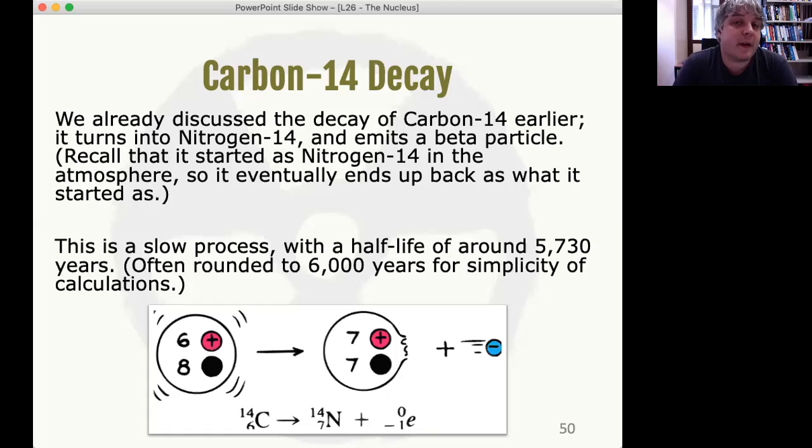But the half-life for that process is around about 6,000 years, 5,730 years, but we'll often just say 6,000 for simplicity because we're often talking pretty imprecisely. We're just talking rough ranges. So we've got this half-life of around 6,000 years for the carbon-14 to turn back into a nitrogen-14 atom.